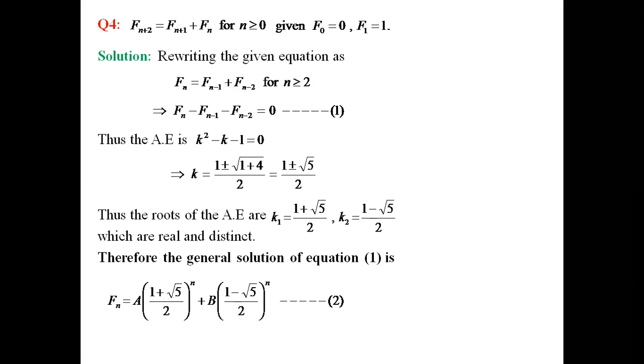We need to impose the given conditions f0 is 0 and f1 is 1 on this equation to obtain the arbitrary constants capital A and capital B. So let us impose those conditions one by one.